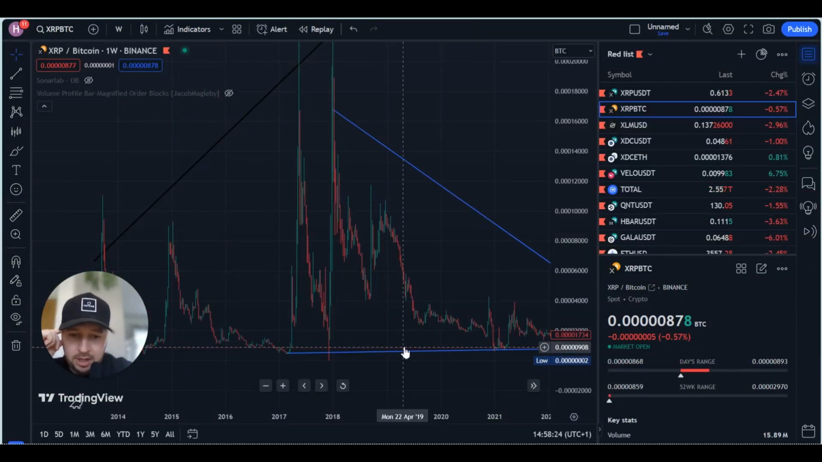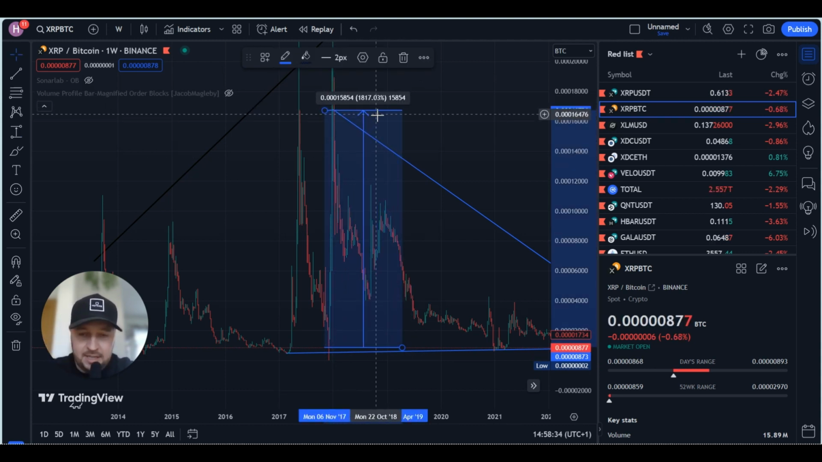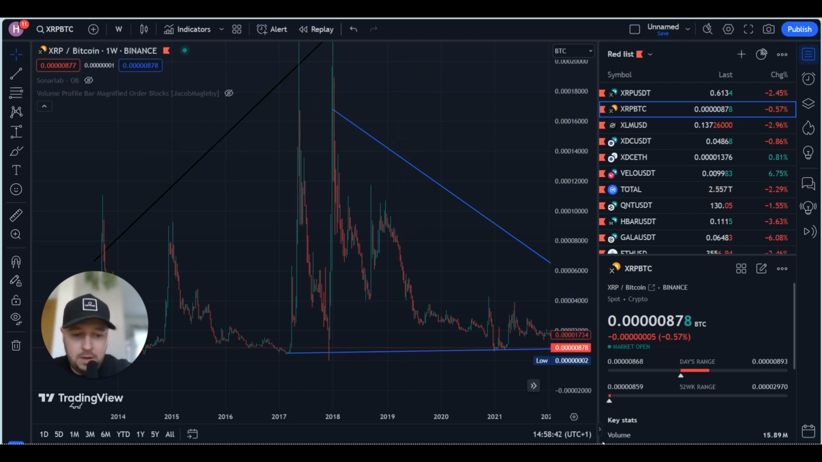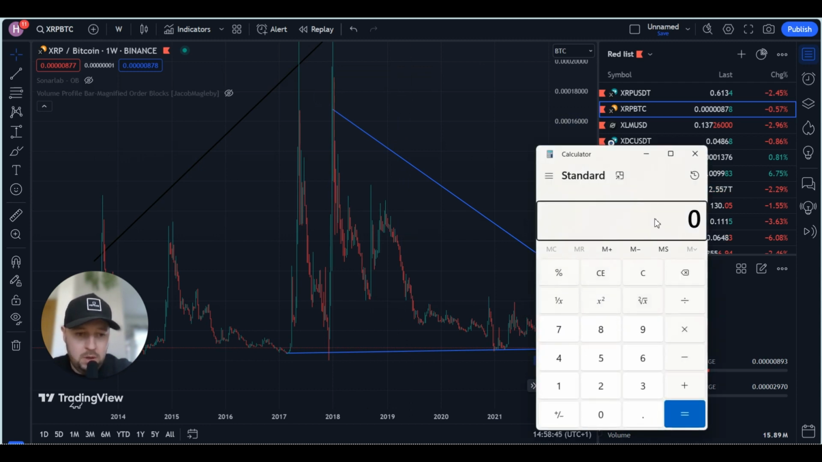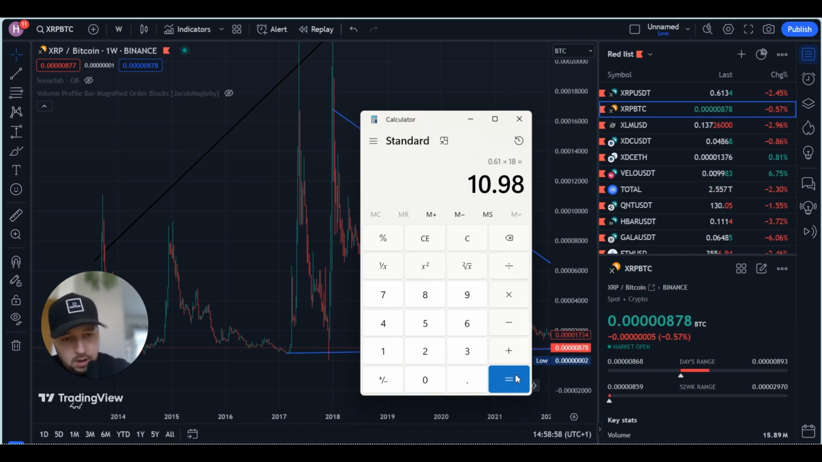Now you can see that red dash line, that's where XRP is trading at the minute. So I'm going to click on that level up to our blue line where the close is. That's an 18x. An 18x on Bitcoin. I've got a calculator down here which I'll fire up. Where's XRP currently trading at? 61 cent. Just going to do 61 cent times an 18x. Yeah, so $11 there for XRP, so that's fantastic news.